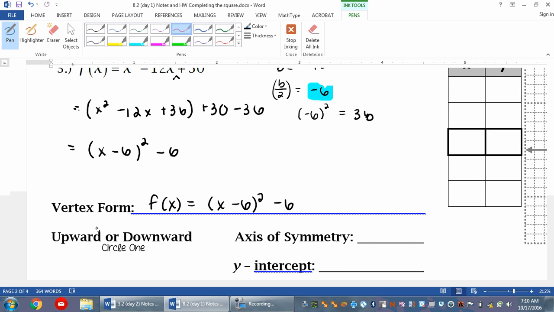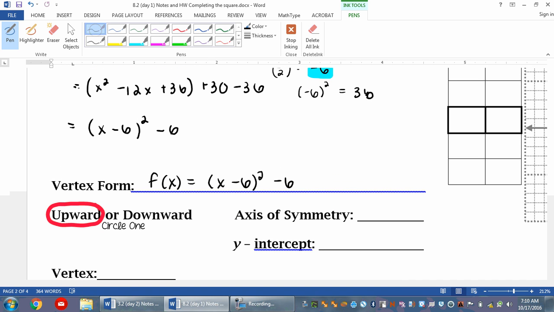We're going to open up. And from here, you can label your vertex. My vertex is going to be positive 6 because it's the opposite, and then negative 6 because it's the same. Here you always have the axis of symmetry. It's always x equals 6.